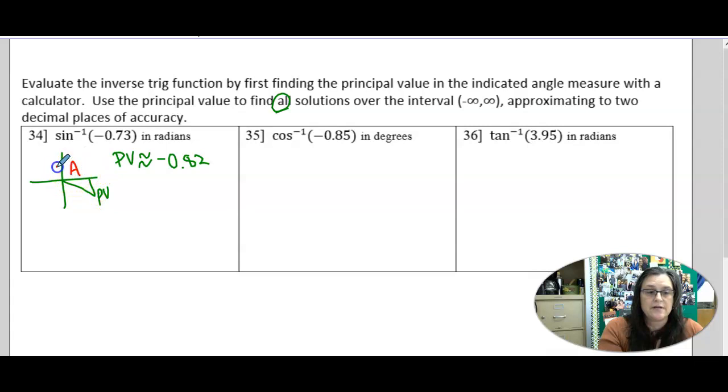So all students take calculus. Sine is negative in quadrant 3. So we're going to take this angle and reflect it into quadrant 3. Half the circle is pi, and my principal value is negative. So to get into quadrant 3, I'm going to need to do pi minus the principal value, because minus a negative is a plus, and that will move my angle counterclockwise into quadrant 3.